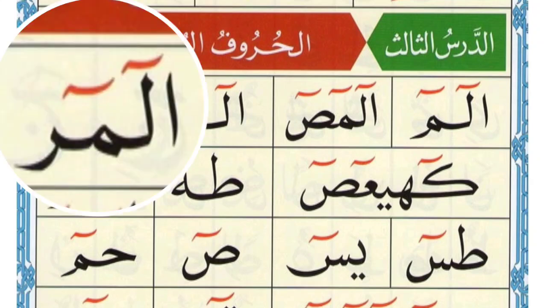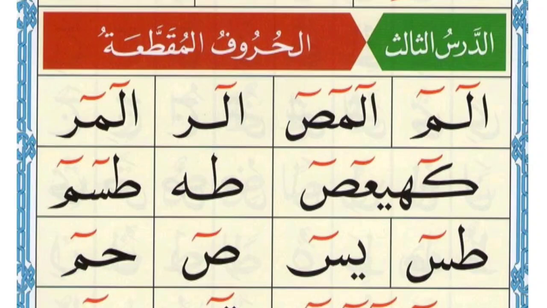Then we have a block containing 4 letters. 2 of them we're going to stretch 6 counts. The first letter is Alif, and it has no stretch. The last one is Ra, and as we said, it has only 2 counts. So the general pronunciation is going to be like this: Alif, Lam, Mim, Ra.